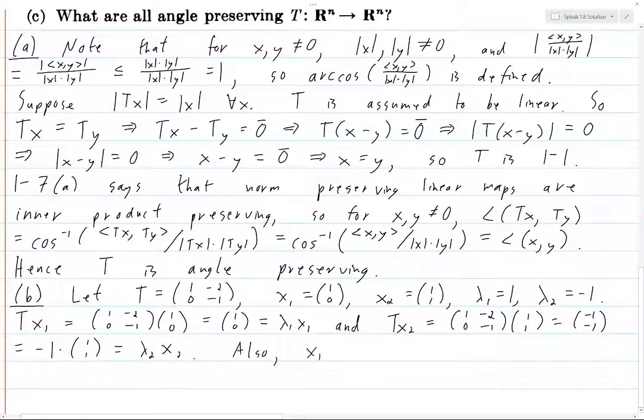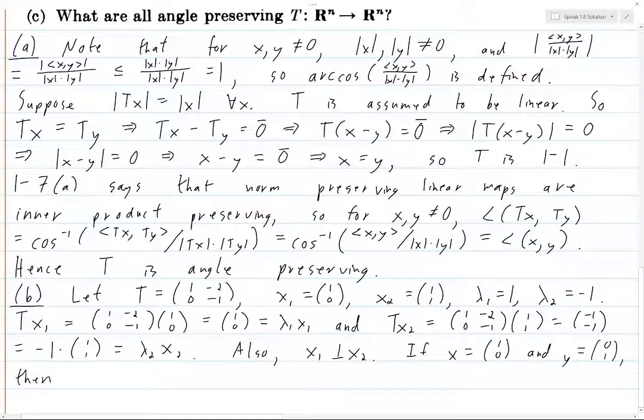Also, x1 is orthogonal to x2. So x1 and x2 form a basis of R2. That should be pretty straightforward, because if you take x2 minus x1, you get 0, 1, and so you get the standard basis for R2. Alright. Now, we'll define x as 1, 0, and y as 0, 1.